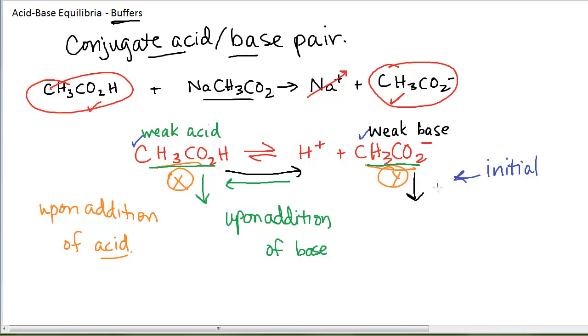So all it will change is what I put in my ice table for the initial amount. I won't have zero products. I will actually have numerical values to put for both, in this case, the acetic acid and the acetate ion. And we'll practice some of those in class.